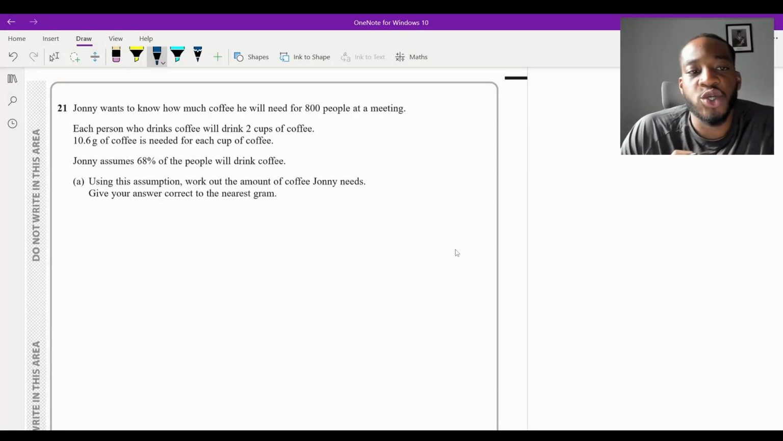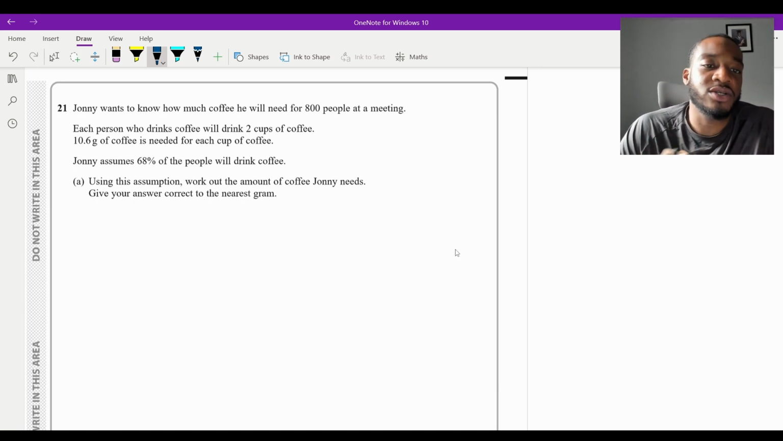Okay, so question 21 says Johnny wants to know how much coffee he will need for 800 people at a meeting. Each person who drinks coffee will drink 2 cups of coffee. 10.6 grams of coffee is needed for each cup of coffee. Johnny assumes 68% of people will drink coffee. Part A says, using this assumption, work out the amount of coffee Johnny needs. Give your answer correct to the nearest gram. This is 4 marks.